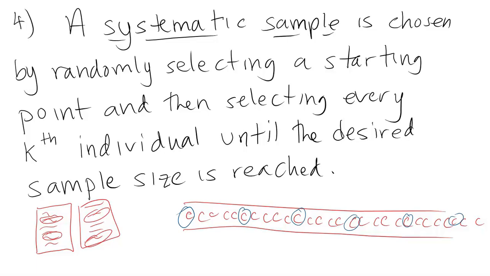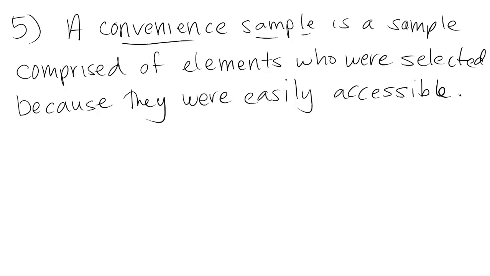The one that's mentioned in your book is what's called a convenience sample. A convenience sample is a sample comprised of elements who were selected because they were easily accessible. In a convenience sample, there's no randomness involved. The person doing the study just chooses individuals who are easy to get to. So if the person doing the study simply just approaches their friends or maybe their coworkers to get their data, rather than doing some sort of random selection, then they've created a convenience sample.